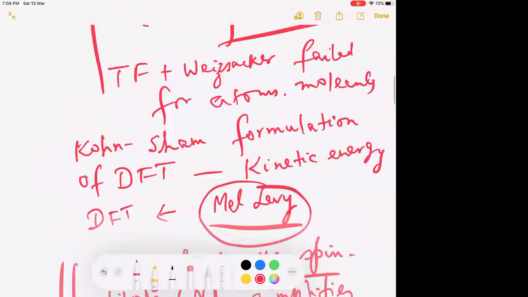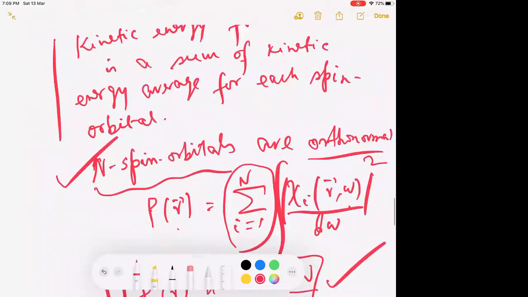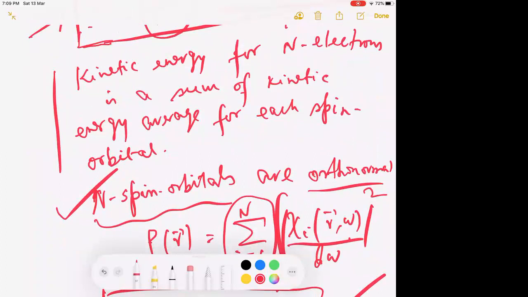Okay, so that is something that I will come back to when I discuss the exchange correlation. But as of now, it's a comment that once you have n spin orbitals, you can write down the kinetic energy.